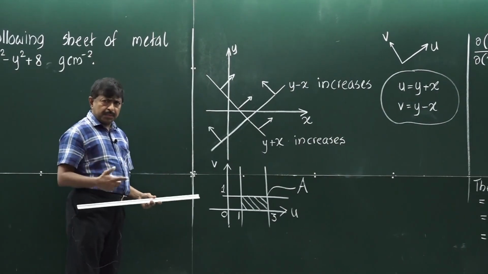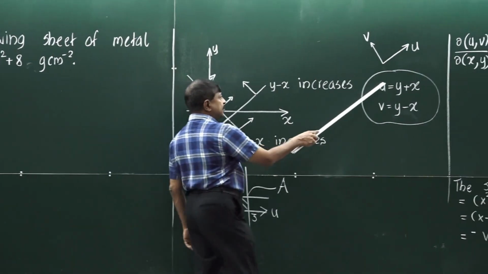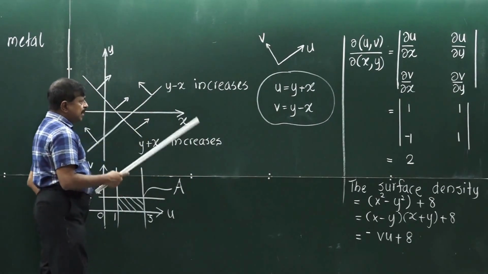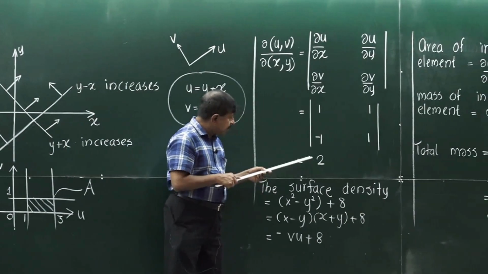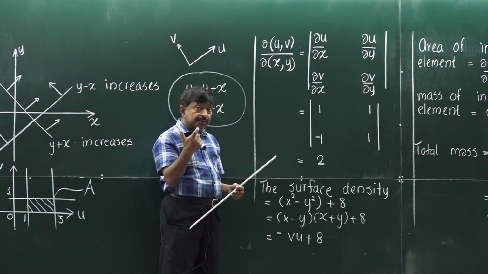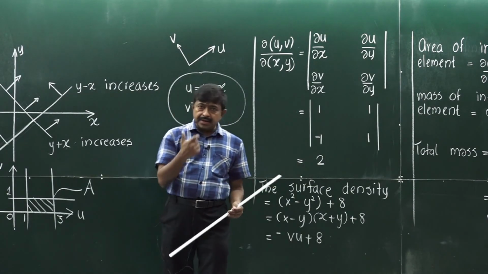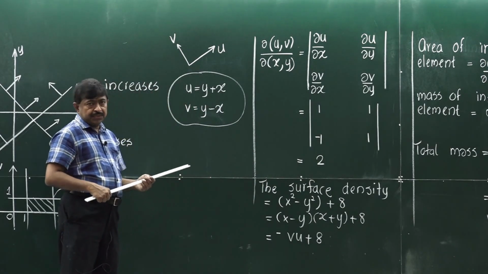But you can do a problem like that without considering this. You simply take this as v and this as u and find the Jacobian. In that event, you get minus 2. Minus 2 cannot be a scale factor there. Therefore, you ignore that minus sign and get the modulus of it. That is all you can do.